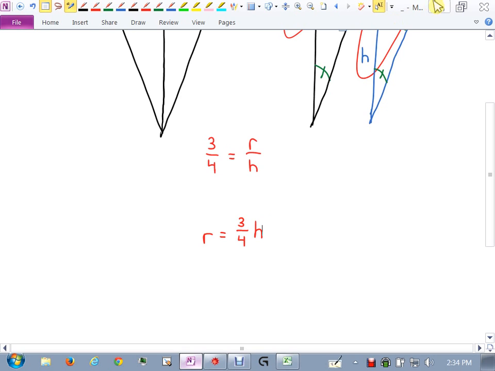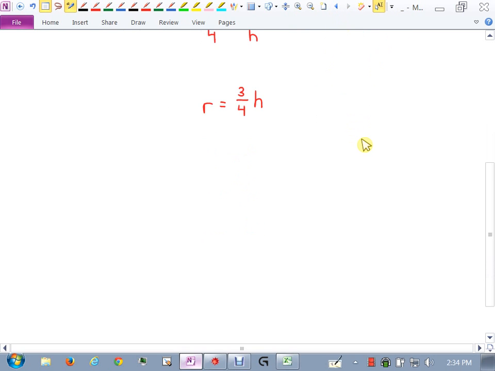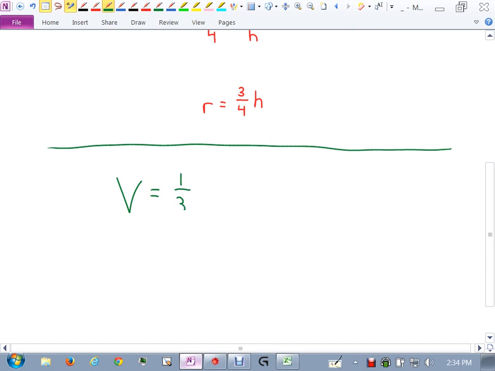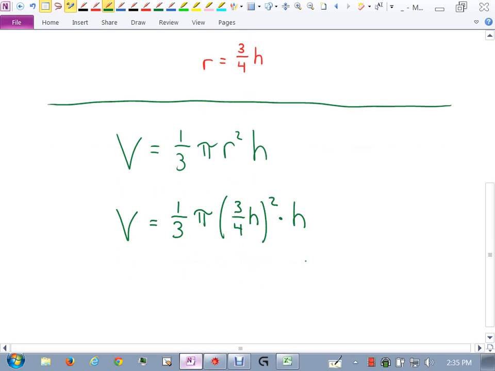And that's very powerful because when we come back here, I'll just do it right here. We go back to where we were looking at this formula, volume equals 1/3 pi r squared h. But we just said that the radius was 3/4 the height. So I'm going to replace this r with 3/4 the height. So our new volume formula becomes 3/4 the height squared times the height. Do y'all see that? I replaced r with 3/4 the height, and then squared, and then the h.